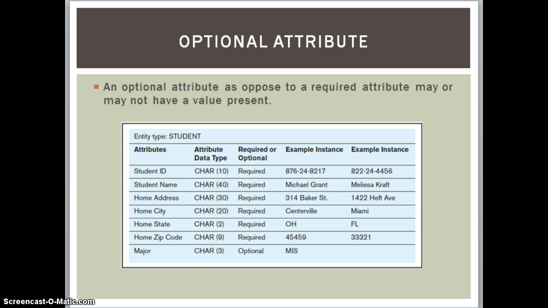An optional attribute, as opposed to a required attribute, may or may not have a present value. Here we see that the only optional attribute would be the student's major. In the first instance, this student has a major, however, in the next instance, this student does not. This depicts an optional attribute.